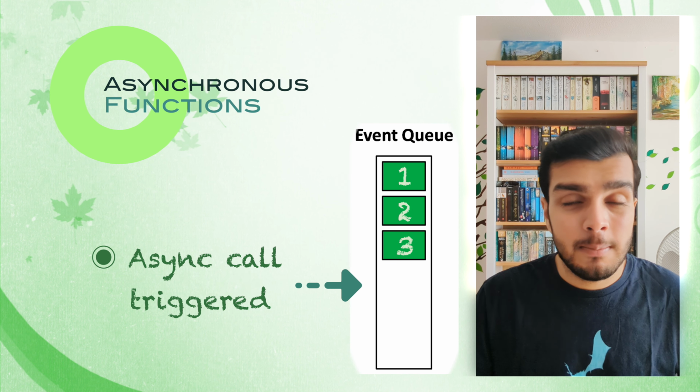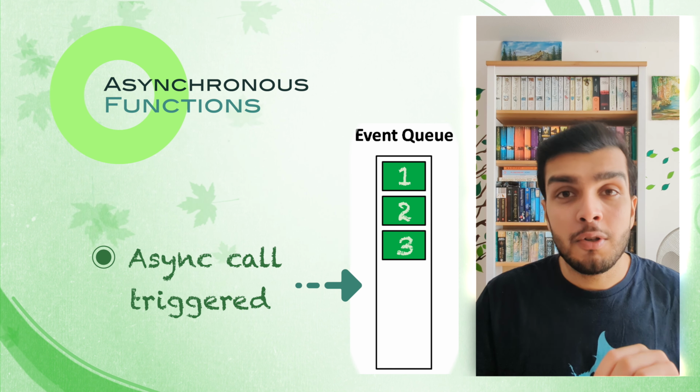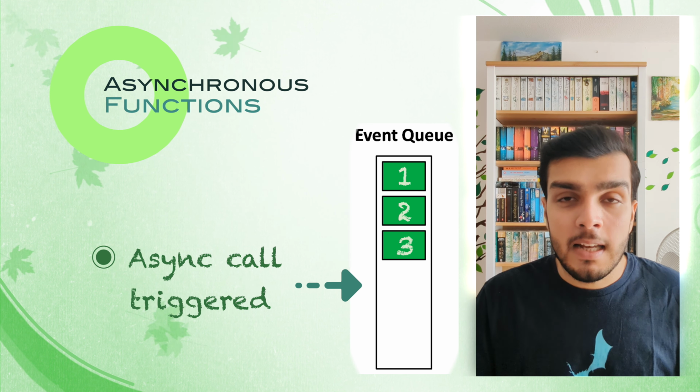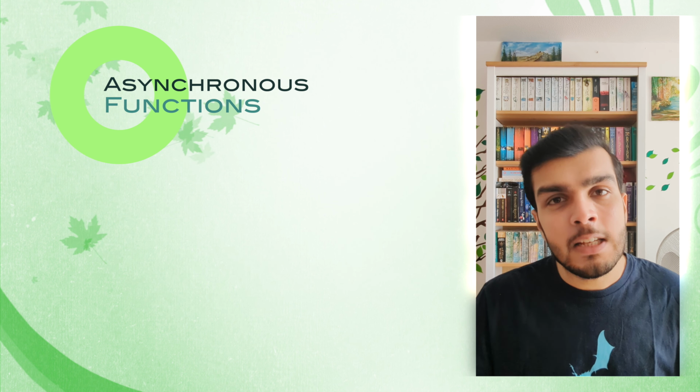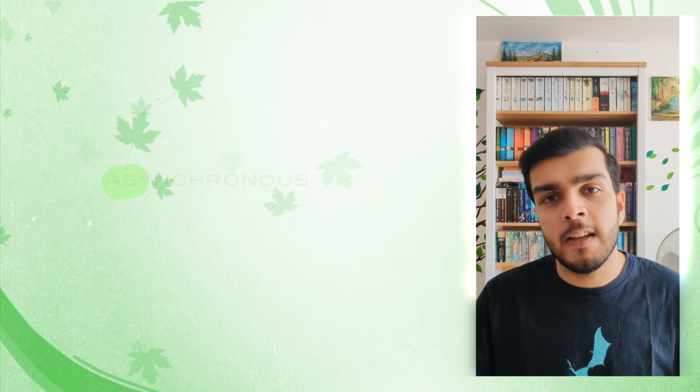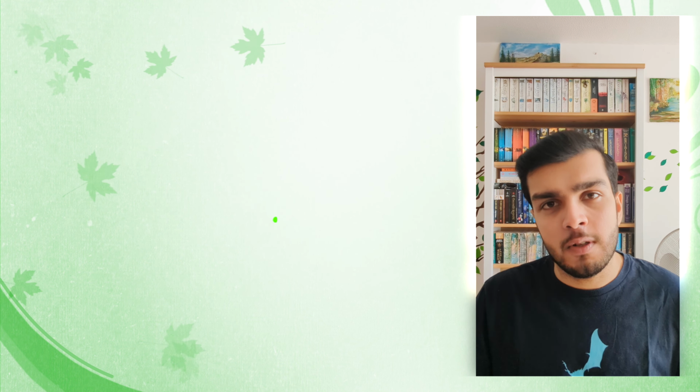So if the thread is already busy running a function, then it's not going to stop what it's doing just to deal with your button click. It's going to add that to the back of its existing to-do list, and it's going to run through its scheduled tasks one at a time. So with this, even asynchronous events just become another part of the event loop. And with that out the way, we can finally move on to the async await pattern in JavaScript.